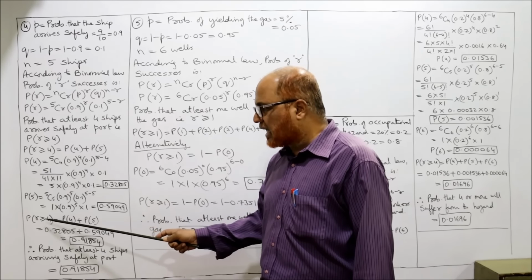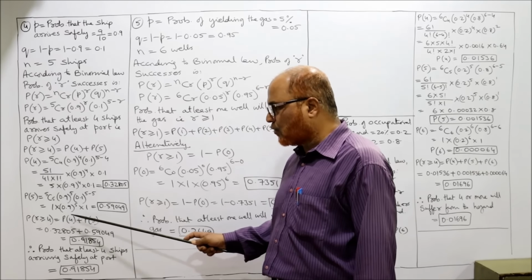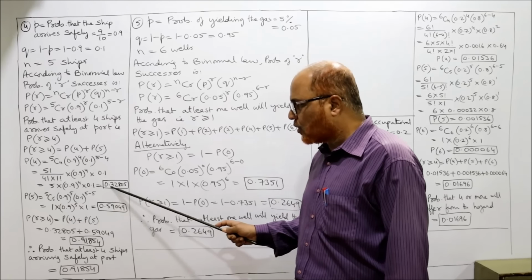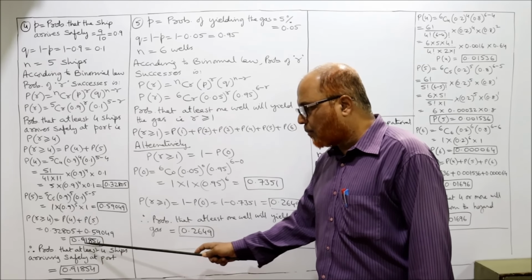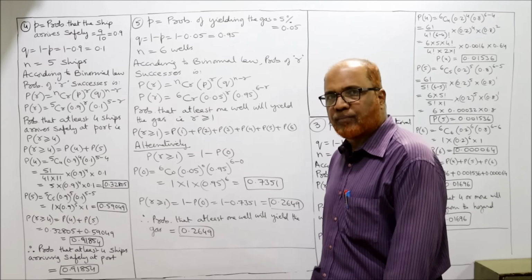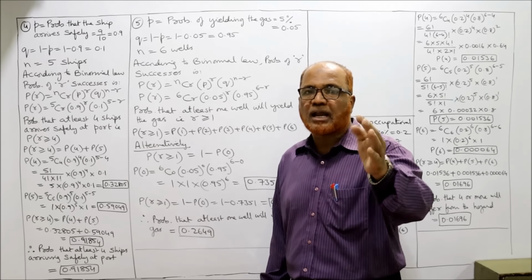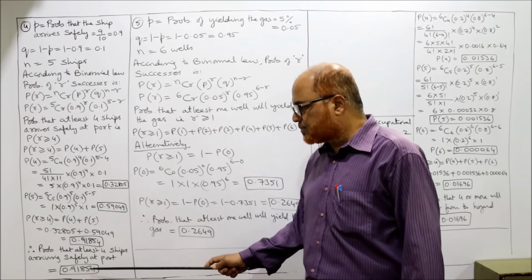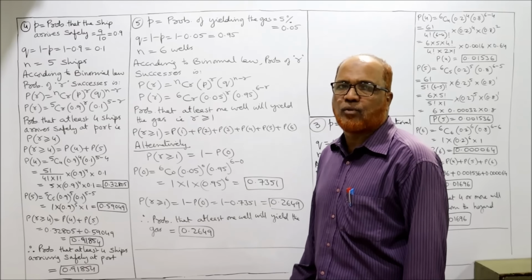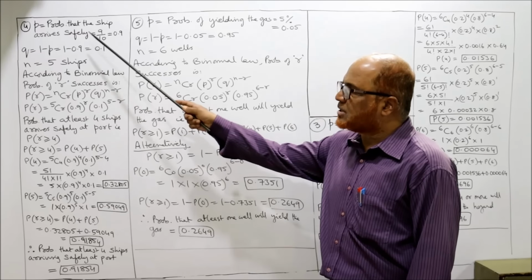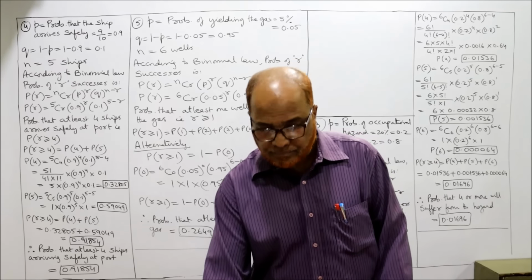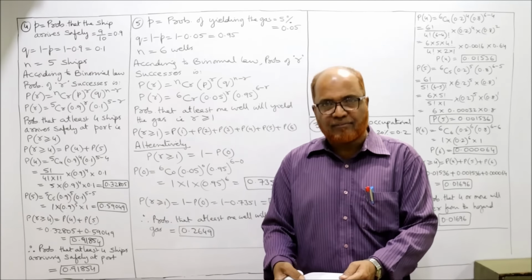Now P of R greater than or equal to 4 is equal to P of 4 plus P of 5. This is P of 4 and this is P of 5. Add both, 0.91854. So the probability that at least 4 ships arrive safely at the port is 0.91854. That's it. This is problem number 4. Now see problem number 5.